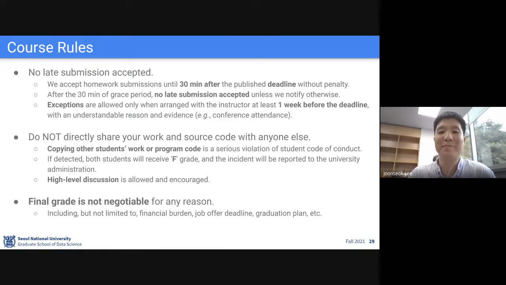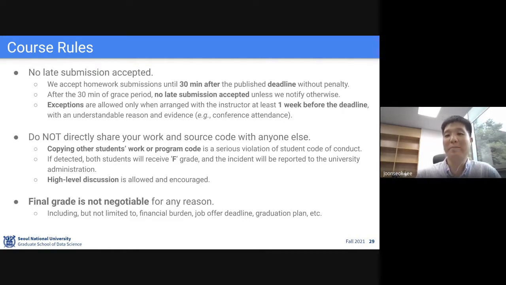After the 30 minutes past the deadline, we are not going to accept your submissions unless you have arranged an exception. For exceptions, you should contact me or the TAs, and you should have some good reason to do so. For example, you need to attend some conference and you have to travel for like 10 days, and our homework is about 2 weeks. So if you have to be there for most of the period of that homework, then I can give you some extensions.